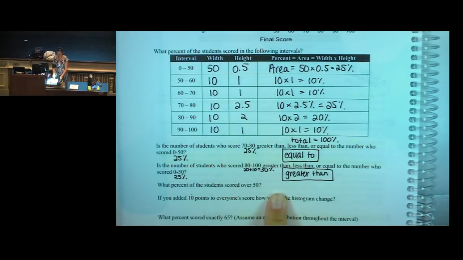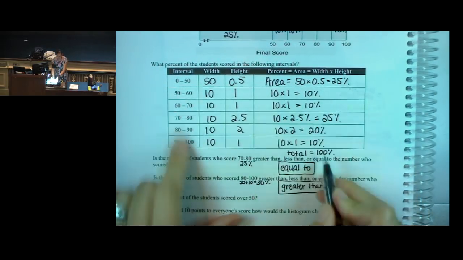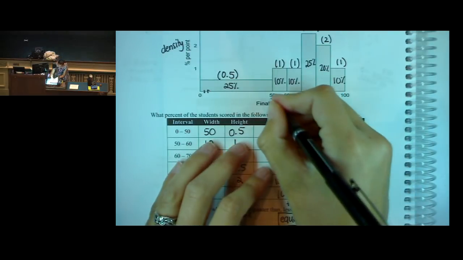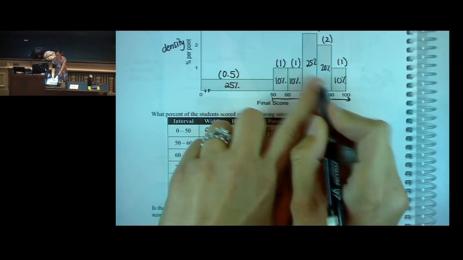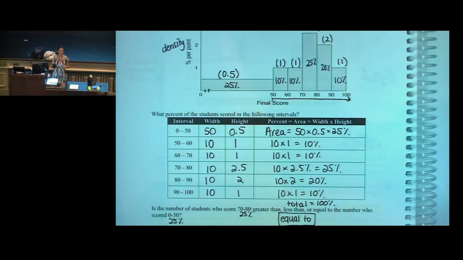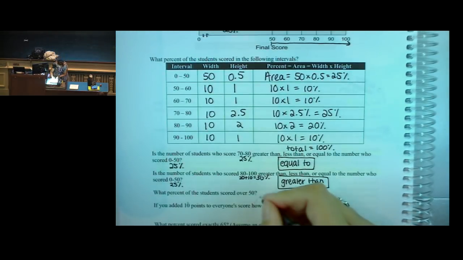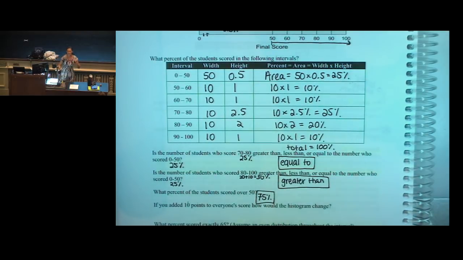Next one, let's see, what do we have? What percent of students scored over 50? So I can either look at my chart and say, all right, here's 50, everything greater than that, or I can look at my histogram and say over 50, I'm going to add 10 plus 10 plus 25 plus 20 plus 10. Add all those up, you should get 75. So I'm going to say 75%. Okay? Any questions on that?